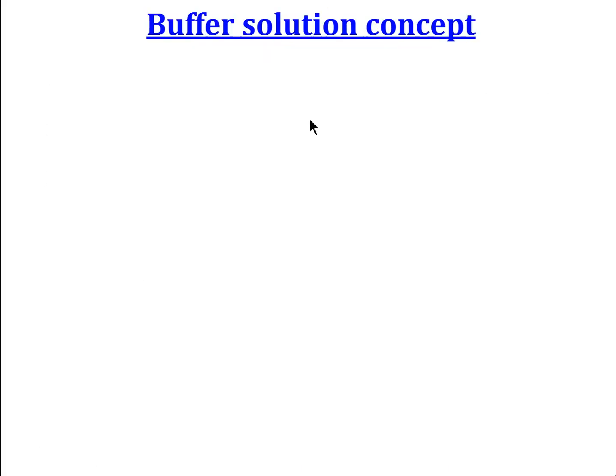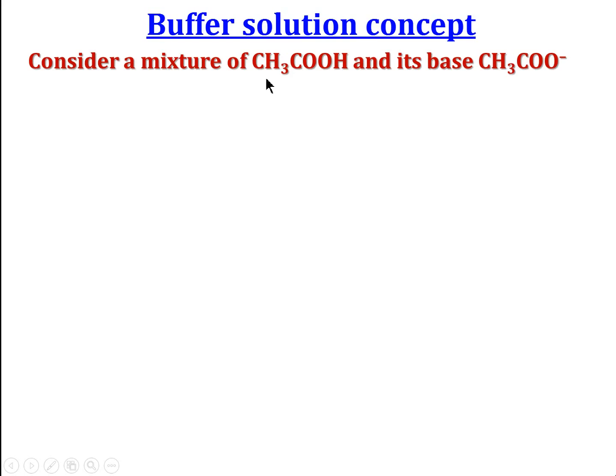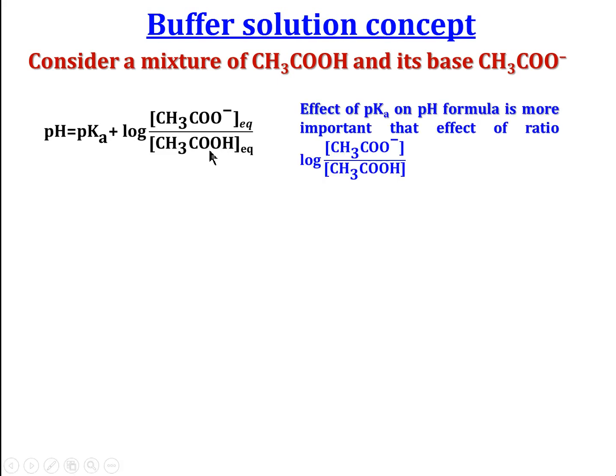Buffer solution concept. Consider, for example, a mixture of acetic acid and its conjugate base acetate. What is the pH of the solution when we mix these two species? According to the Henderson formula, pH equals pKa of the couple acetic acid/acetate plus log of the acetate concentration at equilibrium divided by the concentration of acetic acid at equilibrium.